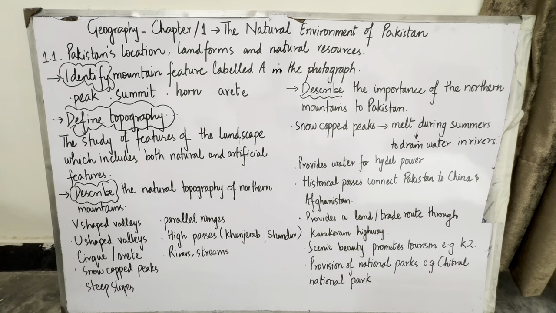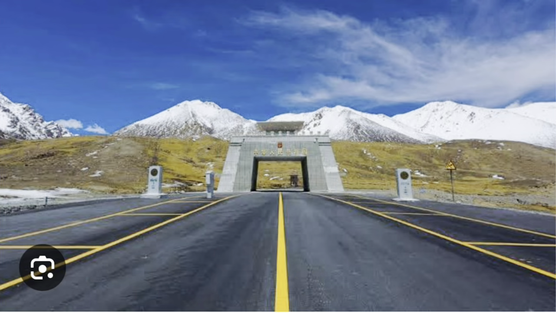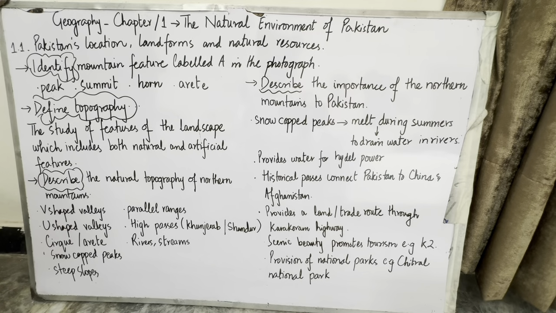You can be given the description or identification of a natural topography. It can be given as a 2 or a 3 mark question, right? This picture depicts the scenic beauty of northern mountains, and this is the Khunjerab Pass. Next we are going to be focusing on the importance of northern mountains. As you have seen from the pictures too, we are going to be depicting the descriptive features of its importance.